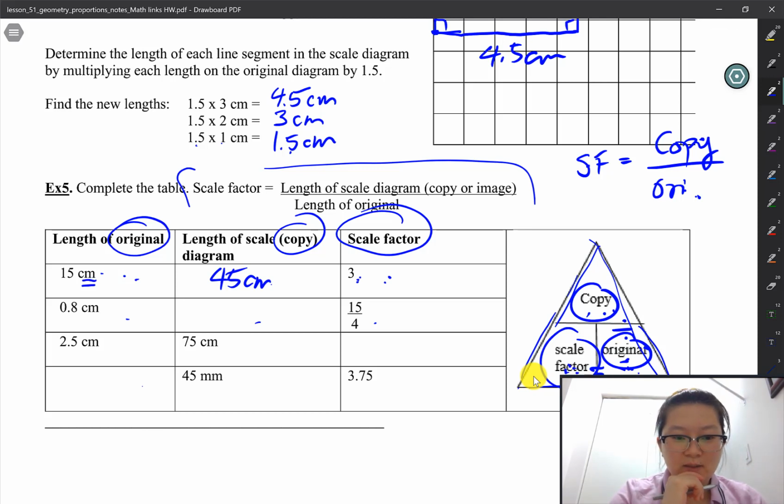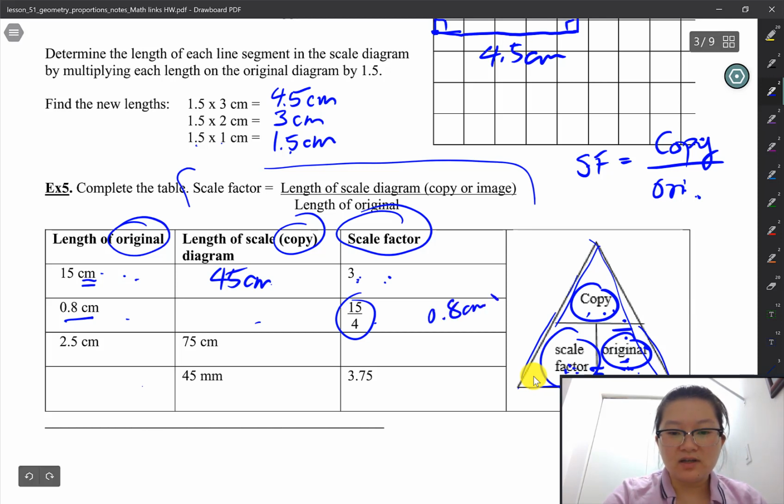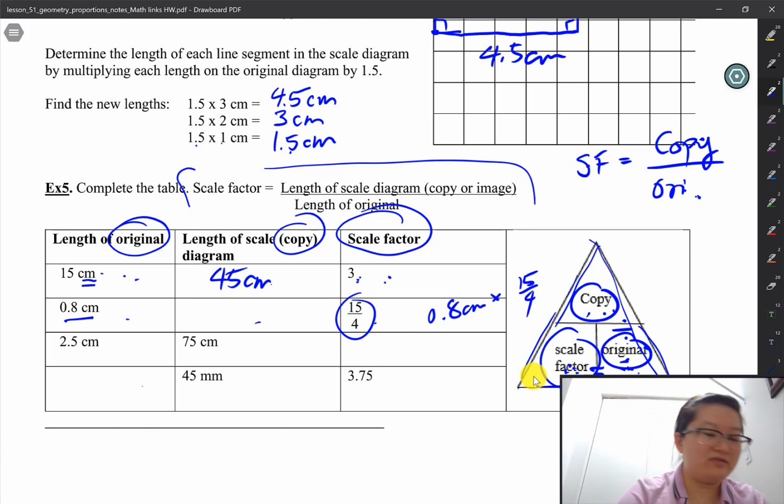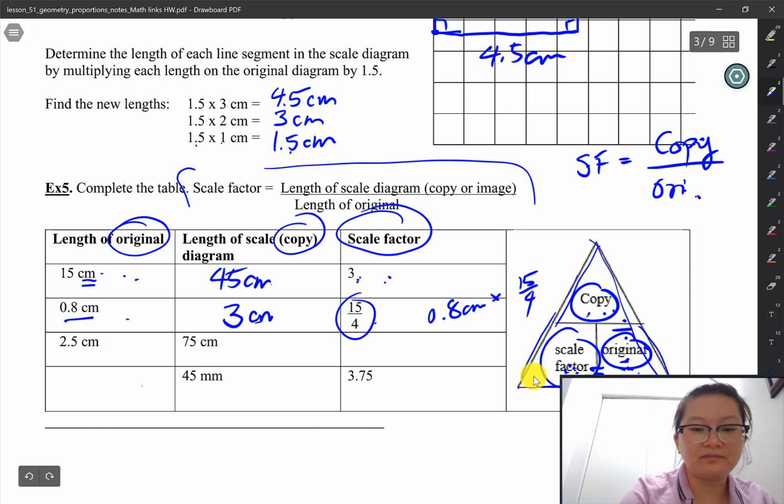Oh, hey, we have the same situation below. We have the size of the original. We need to scale it up by 15 over 4. So that's just 0.8 centimeters times 15 over 4. You can just put that into your calculator, or if you want to, this is technically 0.8 centimeters times 15 divided by 4. 0.8 times 15 divided by 4. That's what I put in my calculator. That gives me 3 centimeters.